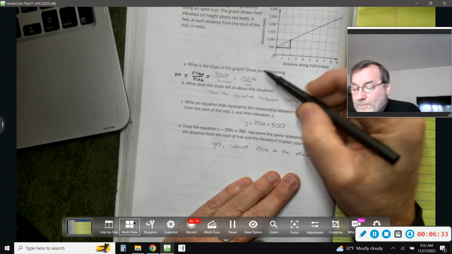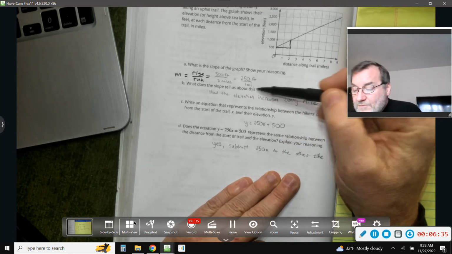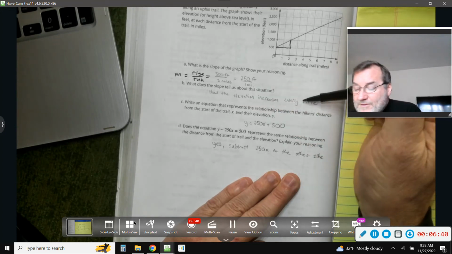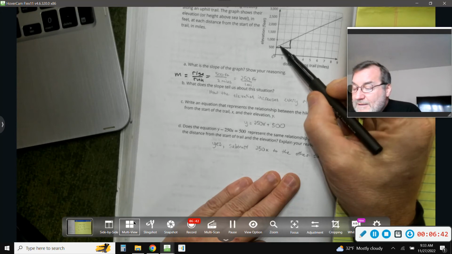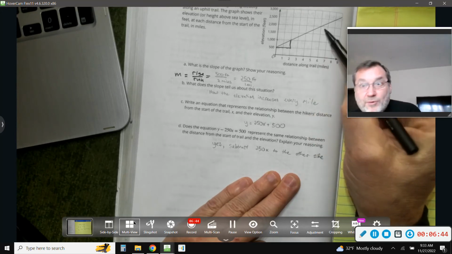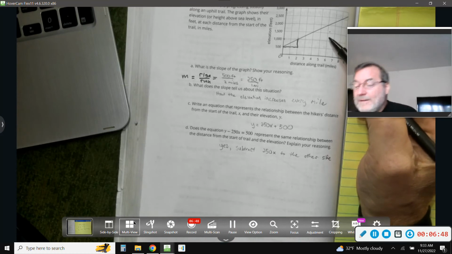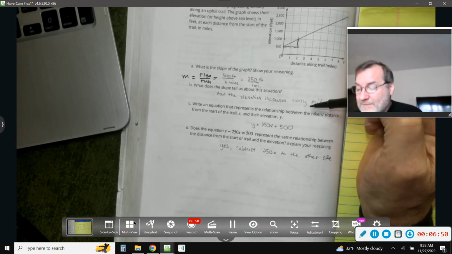That is your slope. What does the slope tell us about the situation? Well, it tells us how the elevation increases with every mile. But it's a constant increase. It's almost like you have a perfectly straight, sloping hill that you're working with there. So that's what it tells us.